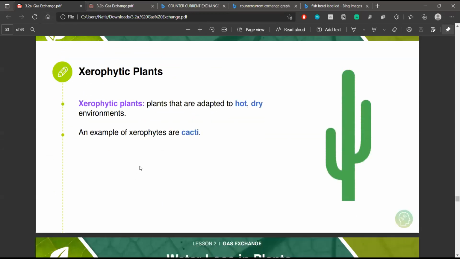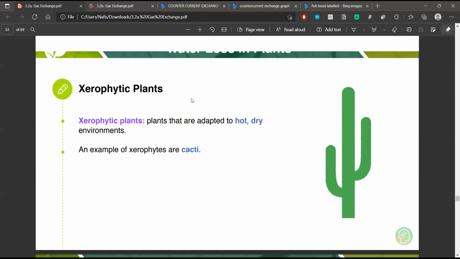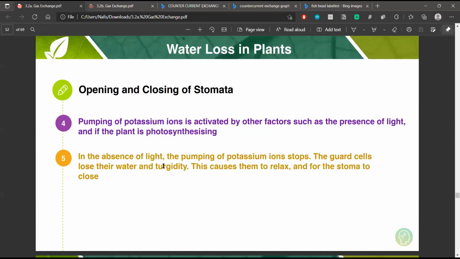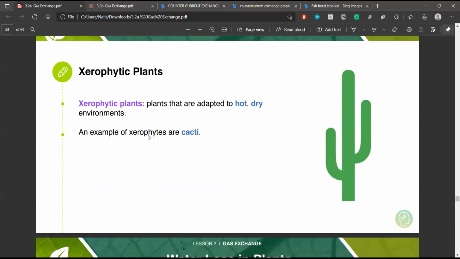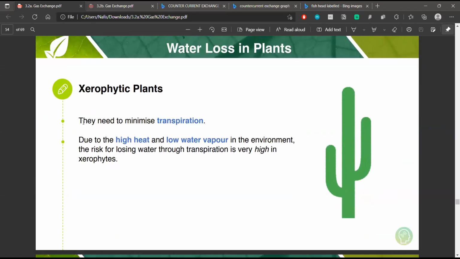Xerophytes are basically plants that are adapted to survive in hot, dry environments. An example of this is cacti. Is there a word that you can use instead of losing turgidity? Well, becoming flaccid is the same as losing turgidity, but that would be kind of the opposite of it. Yeah. And examples of xerophytes are cacti.